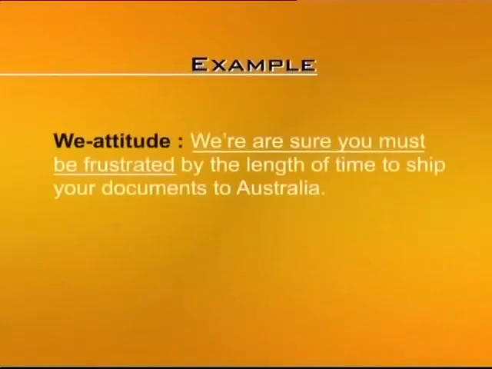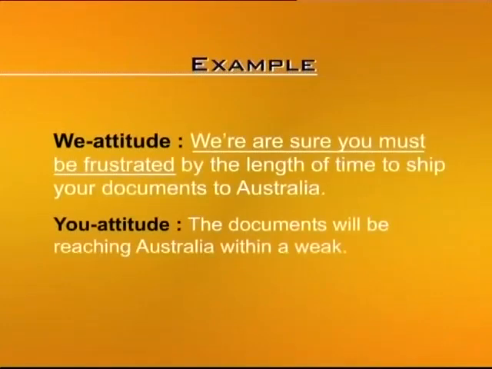Another example, the we attitude, we are sure you must be frustrated by the length of time to ship your documents to Australia. And the you attitude for the same thing would be, the documents will be reaching Australia within a week. Now, in this example, we have taken away all pronouns. There is no I, there is no you. And it is merely stating that the documents will be reaching Australia at a certain time. This lays more emphasis on the action of what is going to happen rather than on the writer or the reader.